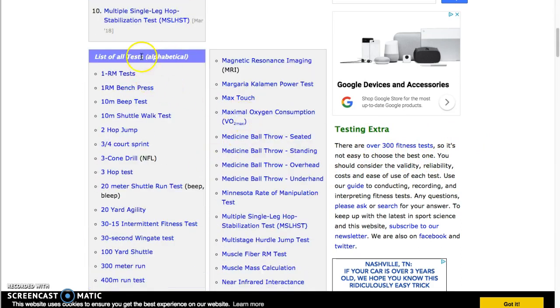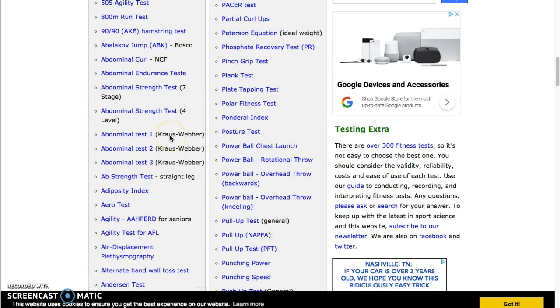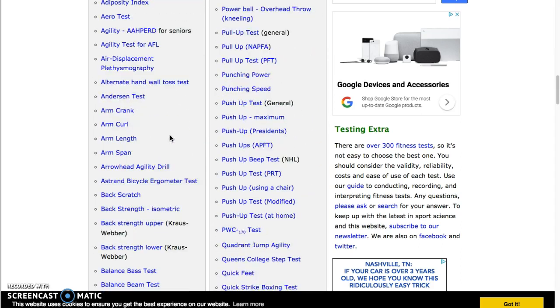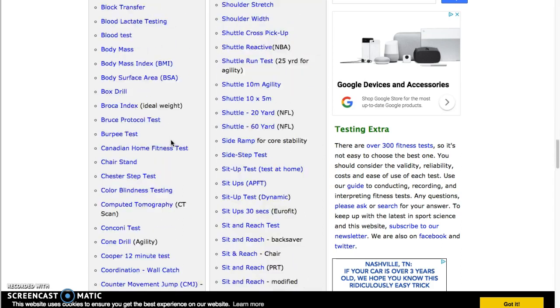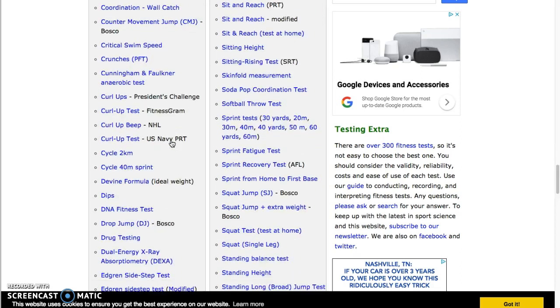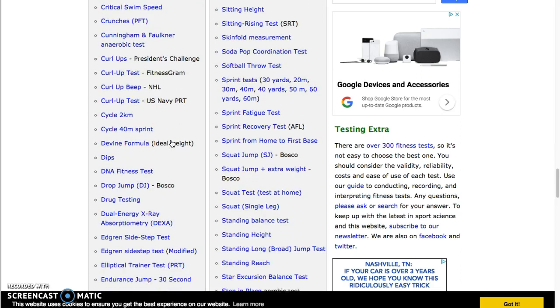So this is all the tests in alphabetical order. There's tons and tons. And it's a great resource to look at. So it's www.topendsports.com. Keep this in your bookmarks somewhere, and you'll learn more about it.